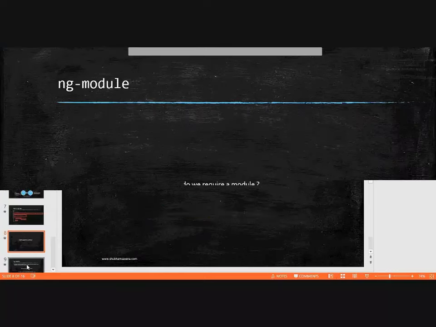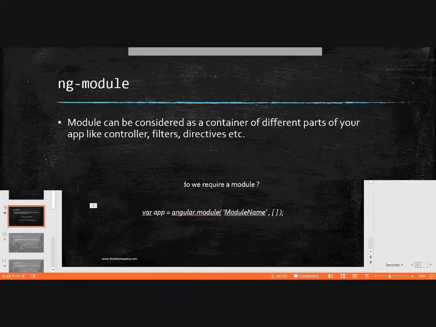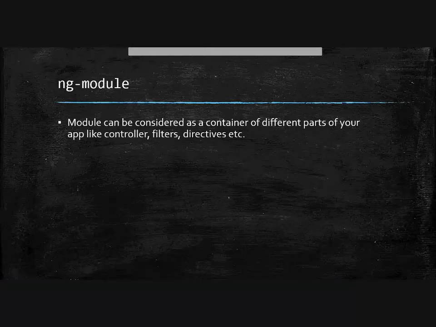ng module can be considered as a container of different parts of the app, like a controller, filters, directive. Like earlier, in, let's say, a C program, we have classes, and then we have functions in it. So a module contains everything which can be defined within itself, like controller, filters, or directives. Anything which has to be defined for your application has to be defined inside a module. So a module can be considered a container for all those things.